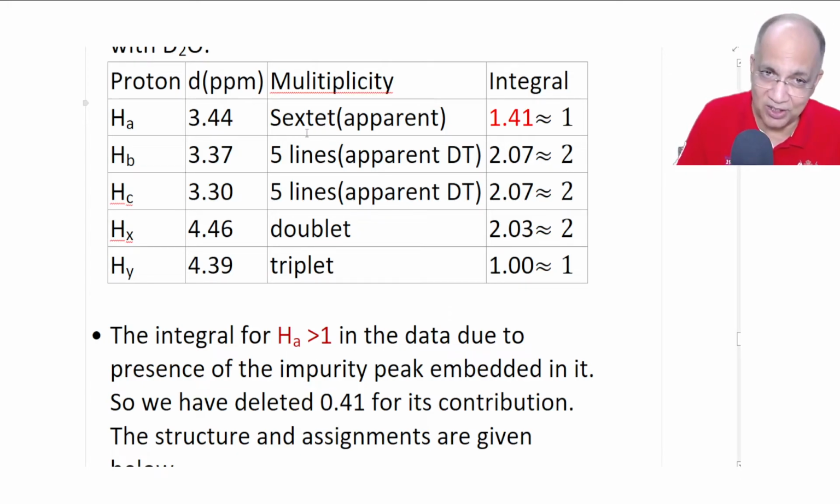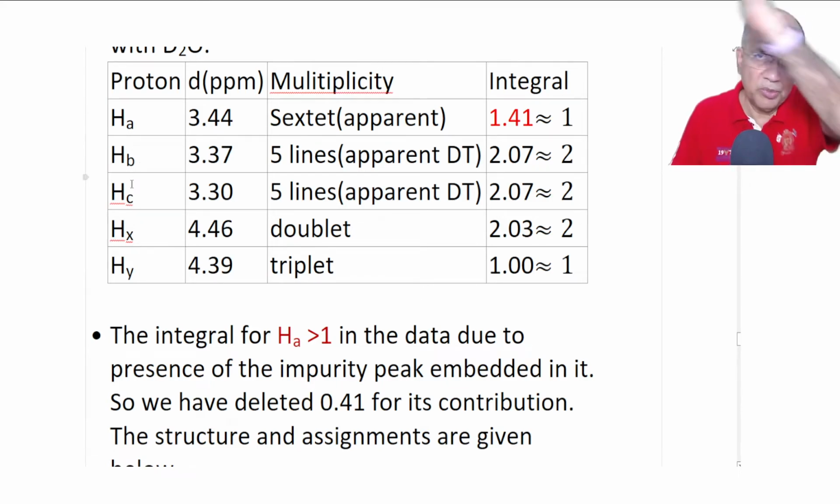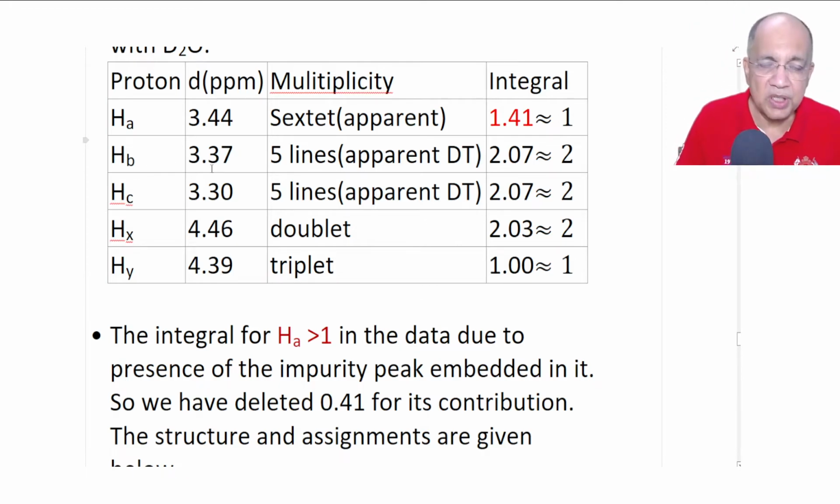Now it is an apparent sextet, and this 2.07 is the HB and HC. These are the two non-equivalent protons, diastereotopic protons, BB, CC, and 3.37, 5 lines, but it is an apparent DT, doublet of triplets. 5 lines, but apparent doublet of triplets.